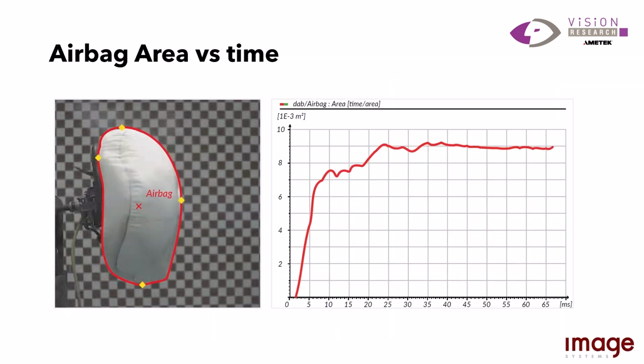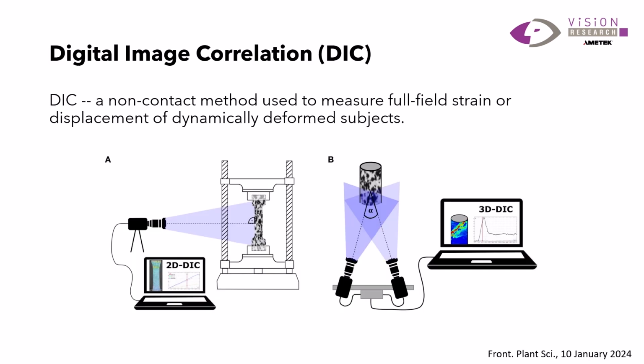Here we have airbag area versus time. So you can import your high-speed video into the image systems software, and you can essentially get the area as it expands per millisecond of the experiment. An emerging technique is called digital image correlation. This is a non-contact method used to measure the full field strain or displacement of dynamically deformed subjects.